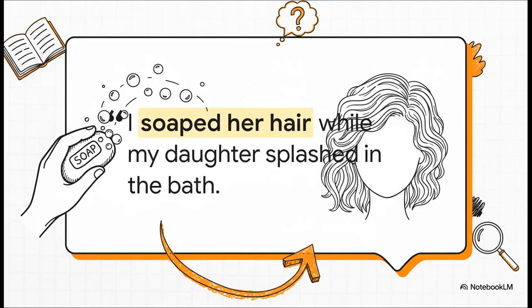And here we see that transitive rule playing out perfectly. What was soaped? What was the target? Her hair. The action, soaped, is directly connected to an object. Understanding that simple connection is just fundamental to building clear sentences in English.